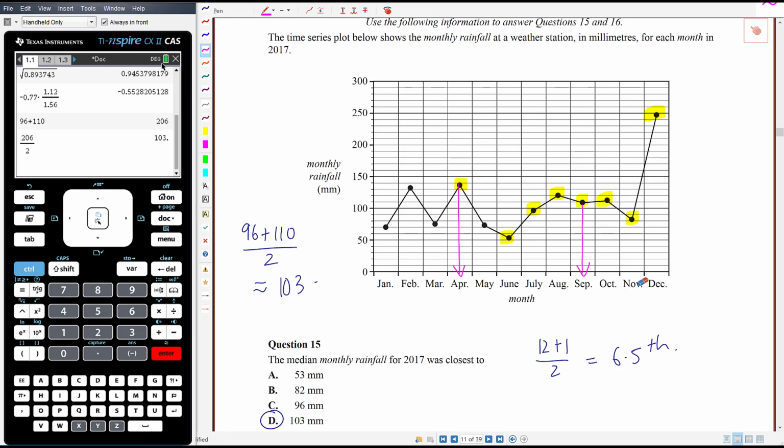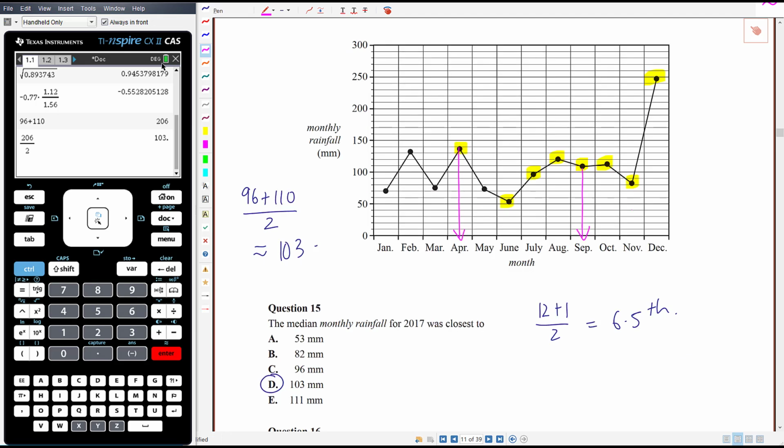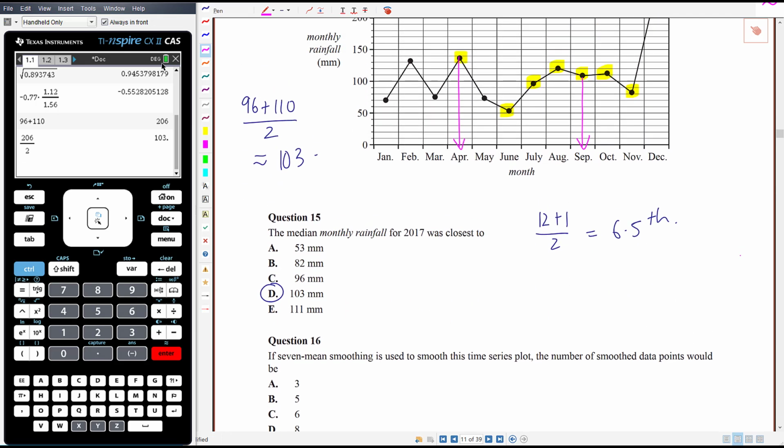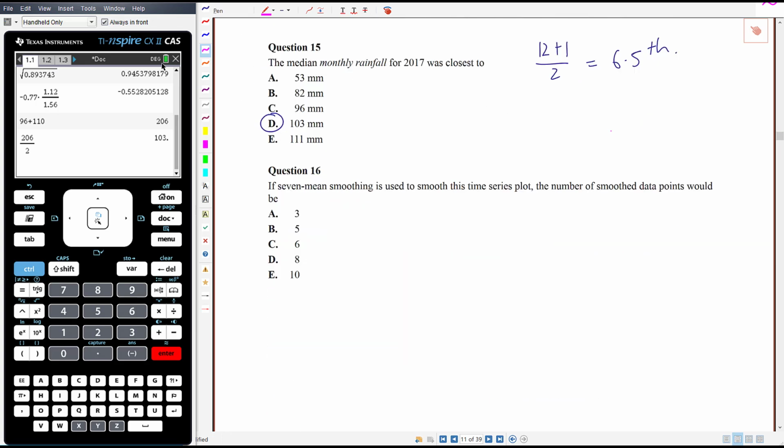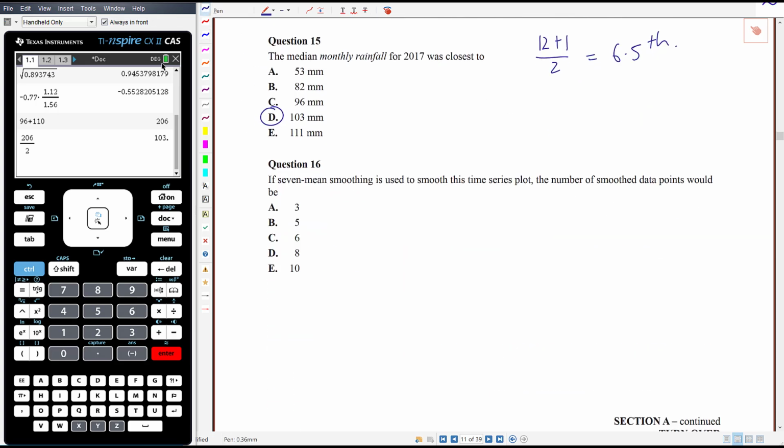So therefore we can do 7 mean smoothing. When we do a 7 mean smoothing, the number of smooth data points would be the data points for April, May, June, July, August and September. So 1, 2, 3, 4, 5, 6. It would have 6 smooth data points. So option C.